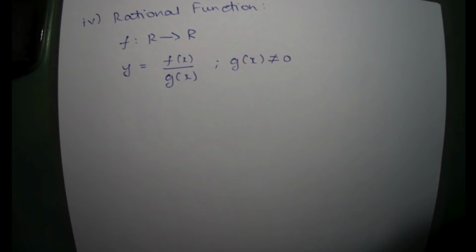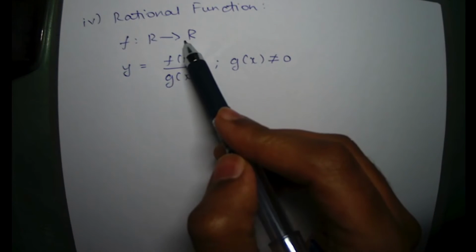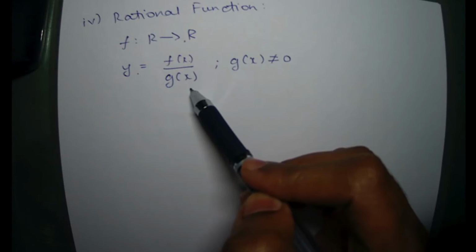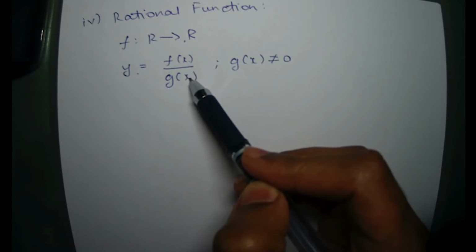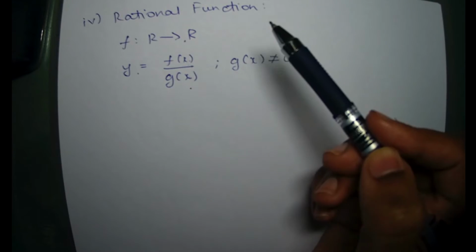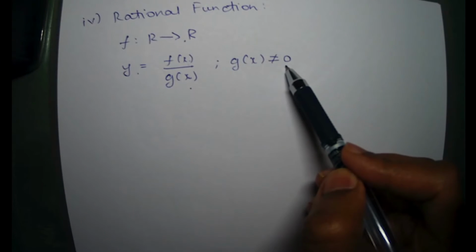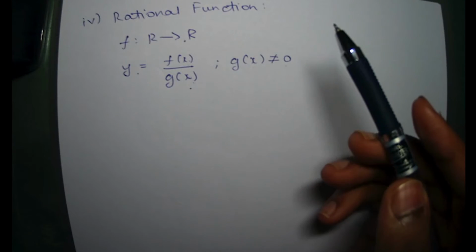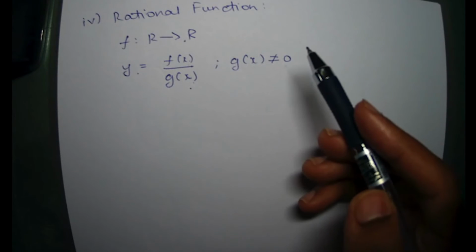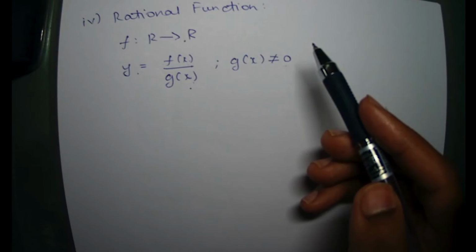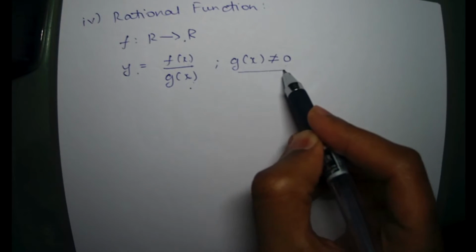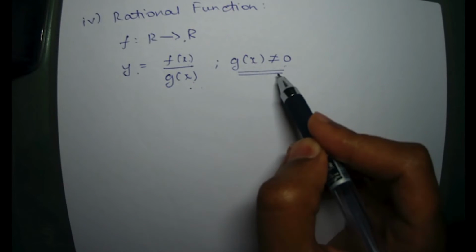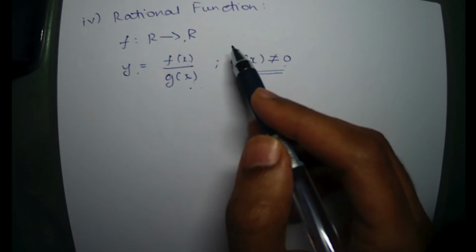The next function is a rational function. A rational function is a function defined over real numbers, where y is equal to f of x divided by g of x. So a rational function is where we have two functions where one function divides another, but we have to take note that g of x cannot take the value 0. If g of x takes the value of 0, then that is not a rational function. From this we can say that the domain of x can be anything. It can be natural numbers, real numbers, whole numbers, anything, but we have to keep in mind that g of x cannot be equal to 0. If g of x is equal to 0, then this function is not defined. That is the only condition that has to be followed to get a rational function.